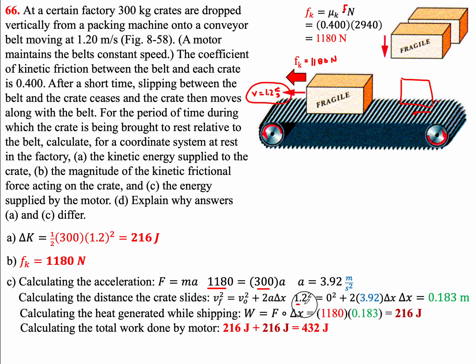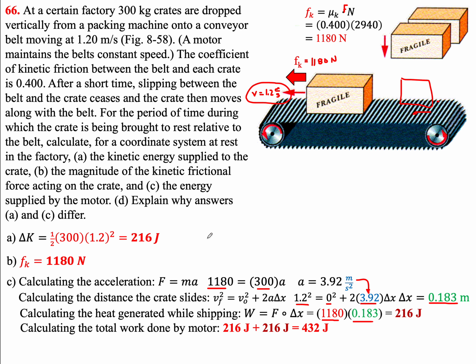How far is it going to slide during that time? Well, eventually it's going to get up to 1.2 meters per second. It starts out at 0. The acceleration is this number we just got right here, and we're trying to solve for delta x. We'll discover that it's going to slide along the belt that far before it gets up to speed. So how much work is done by the force of friction, kinetic friction, during this time? Well, we know the force of friction is this, and the displacement is going to be this from our previous answer. Interestingly enough, that's the same number as the kinetic energy gain.